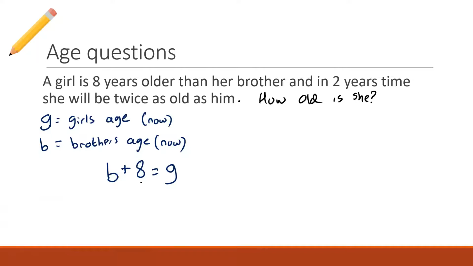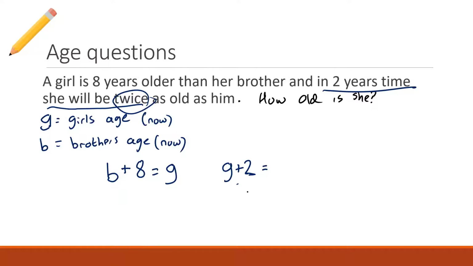Now, in 2 years' time, she will be twice as old as him. Okay, so this is where you've got to be careful with the years. In 2 years' time, so when that girl is 2 years older, you take that girl's age and you add 2 to it, because that's what 2 years older means. When you add 2 years to her age, she will be twice the age of her brother.